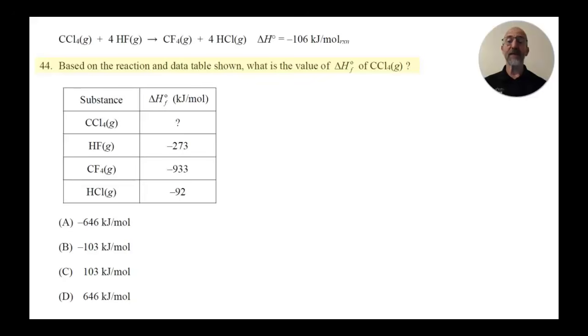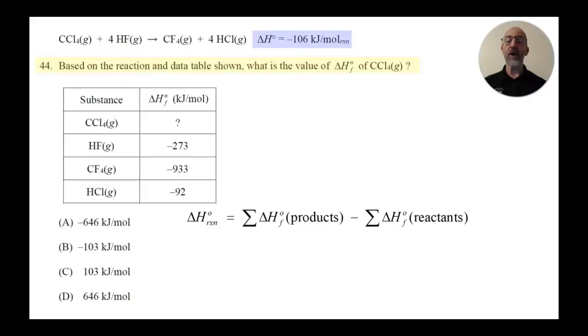So our equation involving enthalpy of formation is the following. The enthalpy change for the reaction is equal to the sum of all of the enthalpy of formation for the products minus the sum of all of the enthalpy of formation for the reactants. And we know that the delta H for this reaction is negative 106 kilojoules per mole of reaction, so I will put negative 106 on the left side of that equation. Now, focusing on CF4, which is one of the products, that value in the table is negative 933 kilojoules per mole, so I will add that to the setup for my calculation.